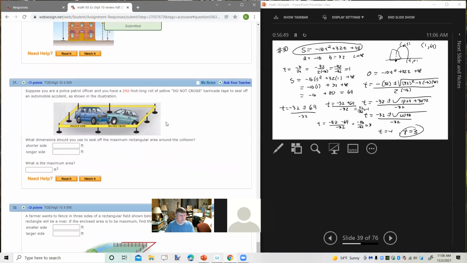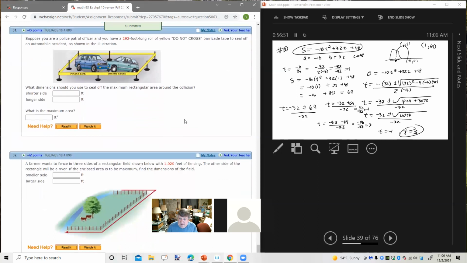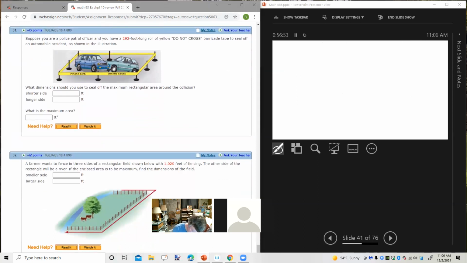Okay. And now let's take a look at another application problem, number 31. Suppose you're a police officer, patrol officer, and you have a 292-foot long roll of yellow do not cross barricade tape to seal off an automobile accident as shown in the illustration. What dimensions should you use to seal off the maximum rectangular area around the collision?